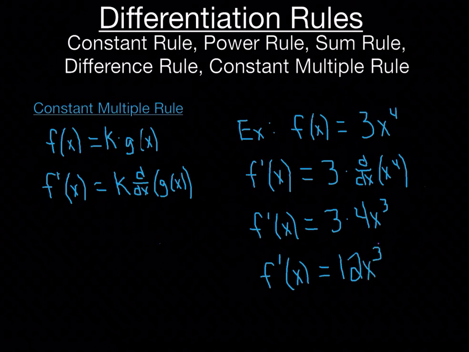So if you have that constant or that coefficient in front of a variable that's squared, just pull it out to the front and then find the derivative using the power rule, and then multiply that coefficient or that constant by what you got when you did the power rule.